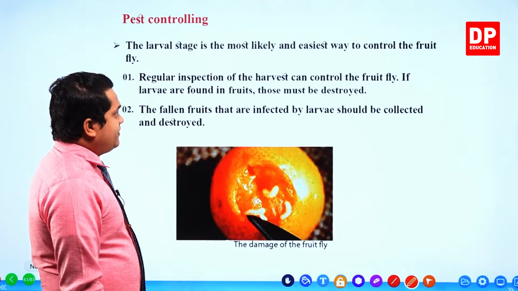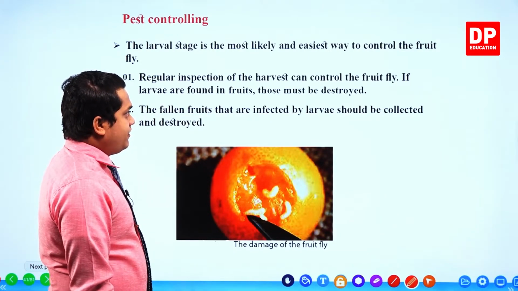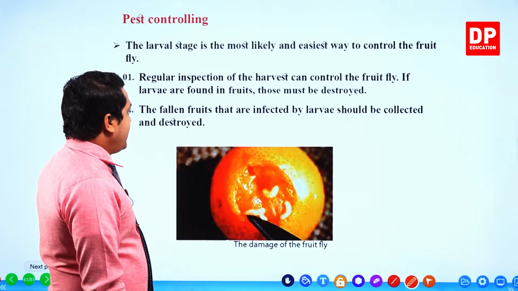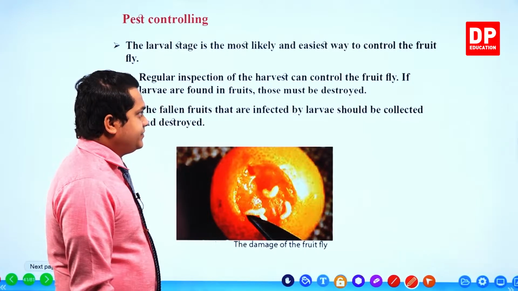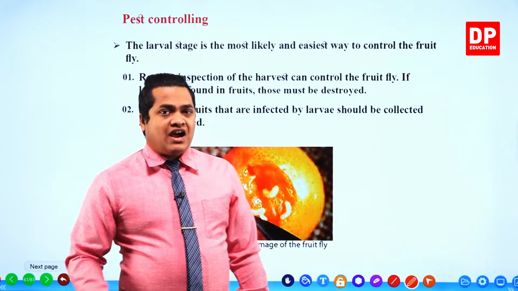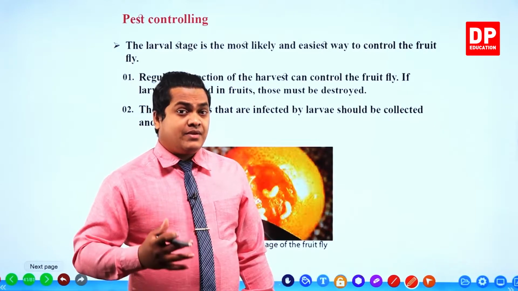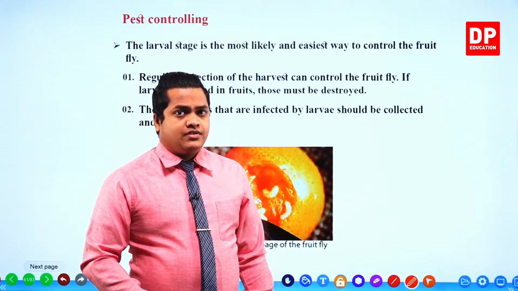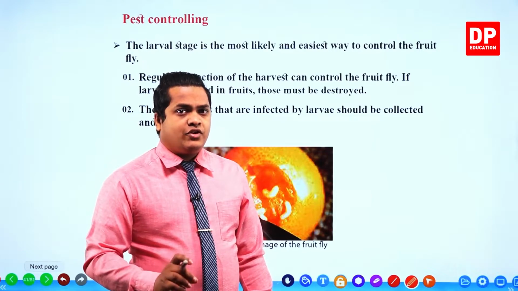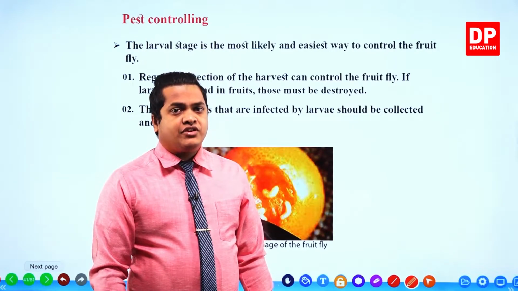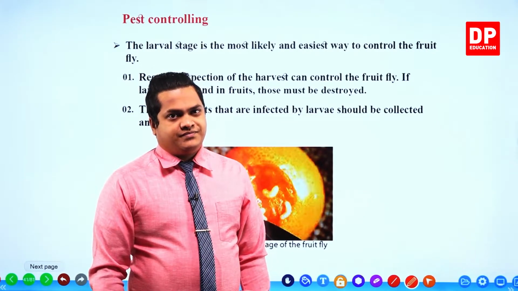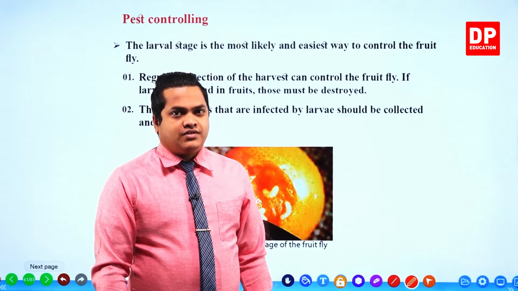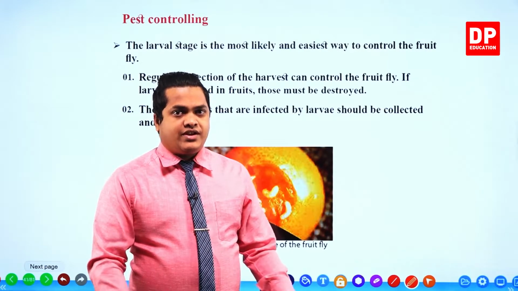So you are given two points here. Regular inspection of the harvest can control the fruit fly. If larvae are found in fruits, those must be destroyed, right? So if larvae are found within the fruits, first of all we need to pluck these off and destroy them. In that way we can destroy the entire generation of the fruit fly.